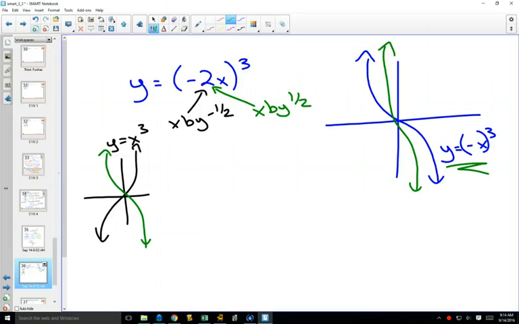Whichever method you use, notice our final graphs look the same. I prefer to use our regular parent graphs, the y equals x cubed, and notice the differences from that, rather than starting with something halfway along. But this one gave you the starting point halfway along. I think in part B, they give you the regular parent graph of y equals x squared, so that one's a little bit easier. So there's 2 different ways that you could do that question number 9.